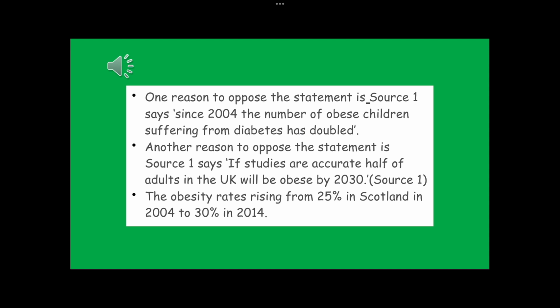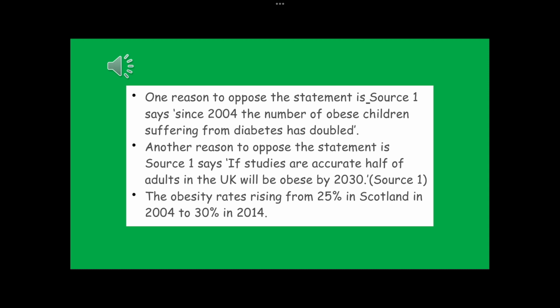So you would lay out your opposed statements in the exact same way you would lay out your support statements when answering the question. If you have a look at the slide just now, you'll see it's really similar, except the word support is changing to oppose. So, for example, one reason to oppose the statement is source 1, where it says, since 2004, the number of obese children suffering from diabetes has doubled. Another reason to oppose the statement is source 1, where it says, if studies are accurate, half of adults in the UK will be obese by 2030. And then lastly, the obesity rate rising from 25% in Scotland in 2004 to 30% in 2014.